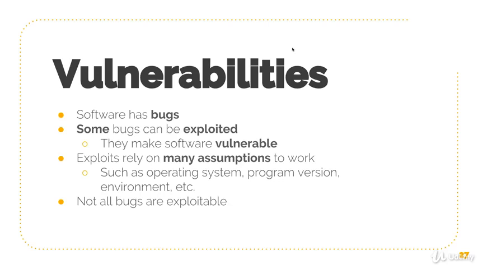Exploits rely on many assumptions to work. For example, the operating system, the program version, the environment, and many other things. So in the example that we saw, we had to run this code on a carefully controlled environment and on a particular operating system to be able to hack it like that. The bug would still be hackable in many other situations, but the addresses that we would have to add in that Python code would be totally different. So the same exploit would not work. And even in some situations, it wouldn't be exploitable at all. So not all bugs are exploitable.